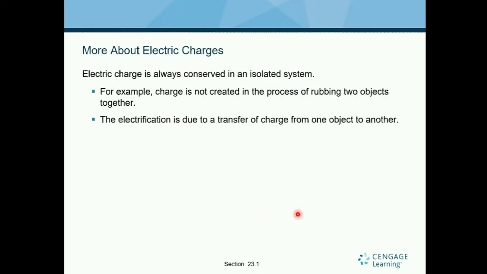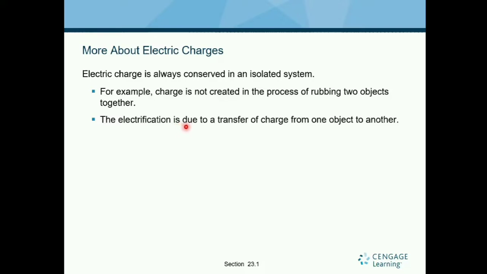Electric charge is always conserved in an isolated system. Basically, this is what we really would like you to remember: electric charge is always conserved in an isolated system. It basically means every charge, no matter whether it's an electron or a proton, whatever. So charge is not created in the process of rubbing two objects together.